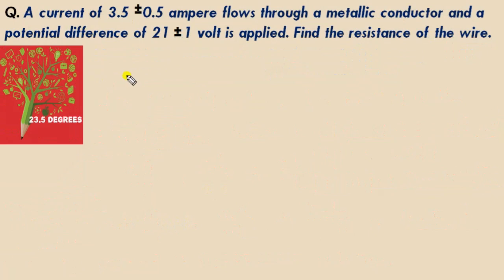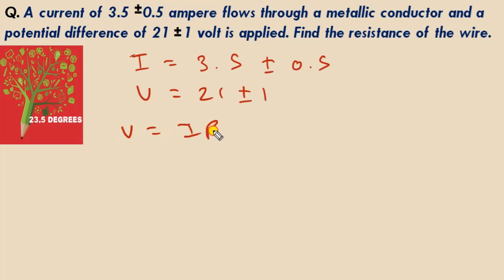Okay, now let's solve another example where division is involved. Here we will use the same rule that we just used for multiplication. The rule is same. Okay, a current of 3.5 plus minus 0.5 ampere flows through a metallic conductor. That is, the value of current is 3.5 plus minus 0.5 ampere. Okay, and a potential difference of 21 plus minus 1 volt is applied. Find the resistance. We know that from Ohm's law, V is equal to IR. This implies resistance is equal to V upon I. That means we are dividing V and I together to get the resistance.